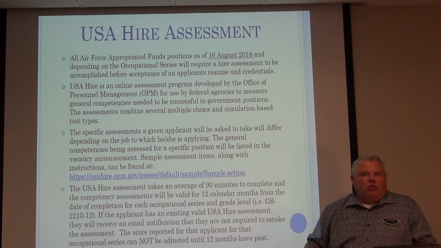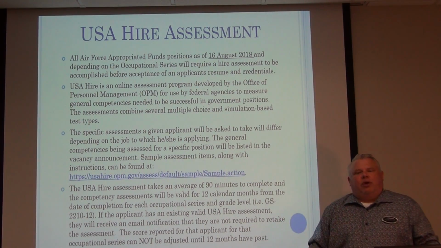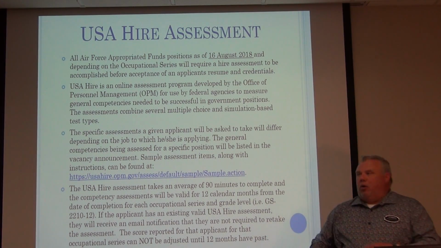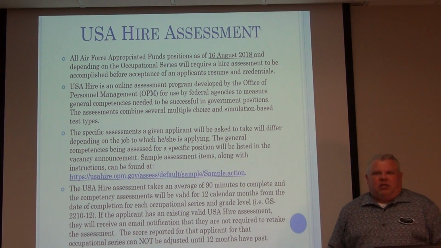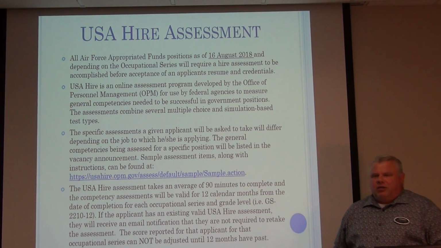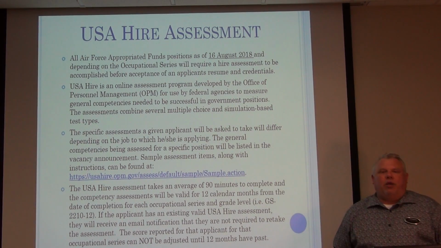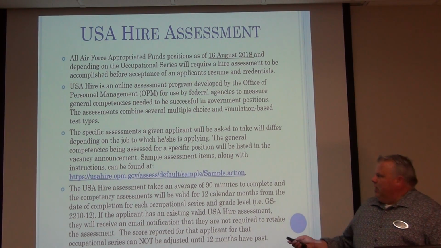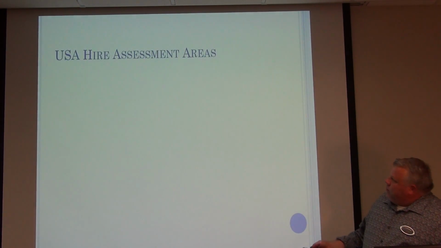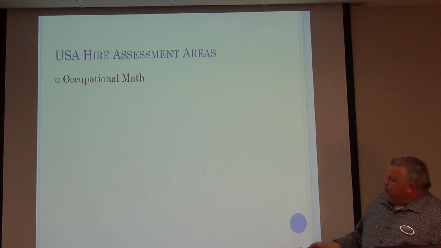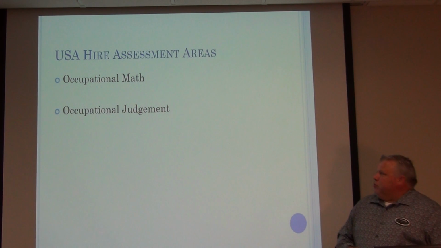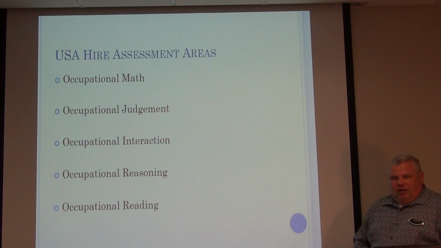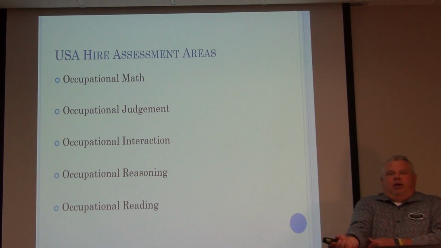Okay? Not trying to frighten you off, okay, because I understand not everyone's a great test taker, but I want you to be advised as to what's going on, and that there is a sample test. It's only one question from each of the 5 areas, but it is a sample for you to go in and take a look at what they're going to be asking you. Some people are not very good at math or things like that, so when we look at it, you've got occupational math, occupational judgment, occupational interaction, occupational reasoning, occupational reading. Okay? Those are the 5 areas.